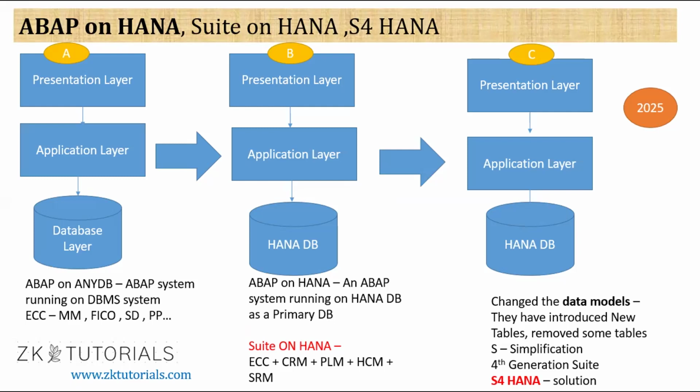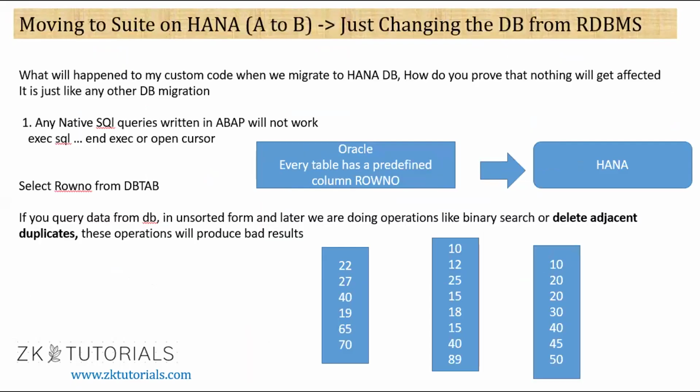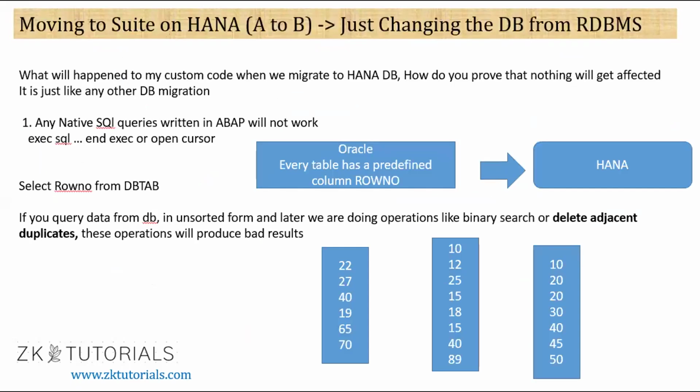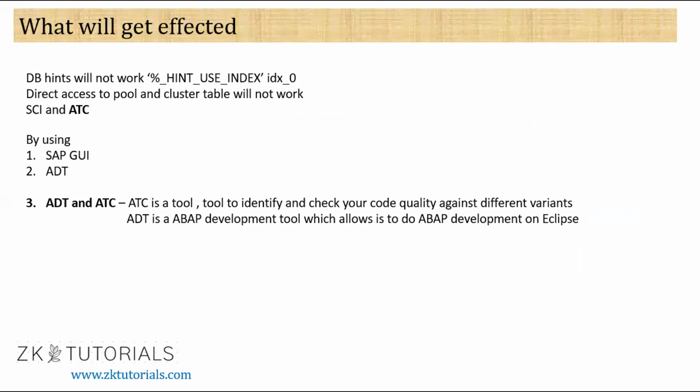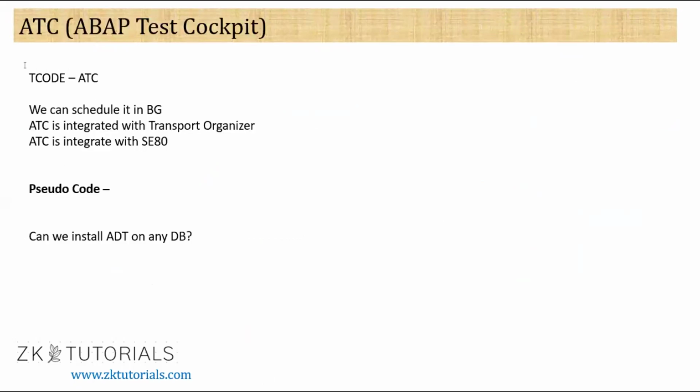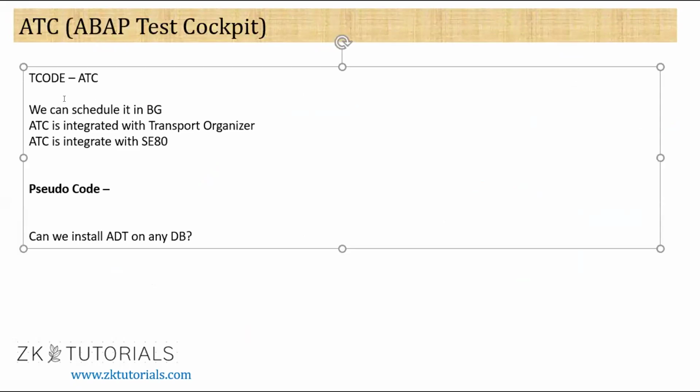We have seen how we can find the errors. What are the things which will give the errors? What will get affected? And the main thing which is affected here. So what are the tools to find this out? That is SCI and ATC. We have seen in depth about ATC, which we basically have to use.